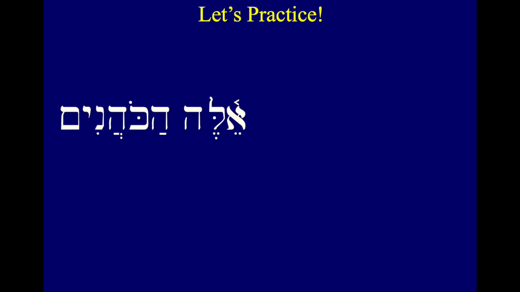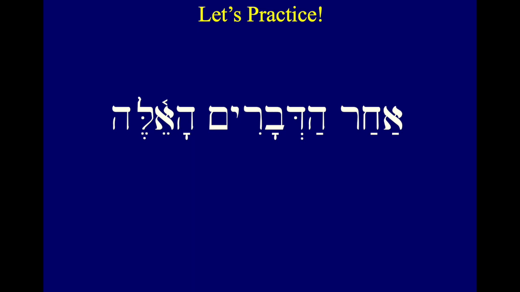Ela ha-kohanim. Remember, Ela is our common plural form of the demonstrative. Ze, zot, Ela. So Ela, these, and then ha-kohanim, the priests. Ela is coming before, it's preceding, and it does not agree in definiteness. There's no hey patach dagesh in front of Ela. So it must be predicative. These are the priests. Another example, acharei ha-devarim ha-ela.